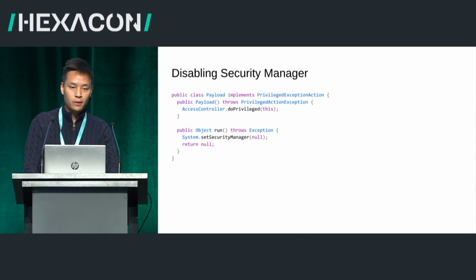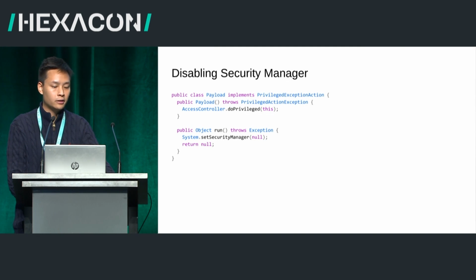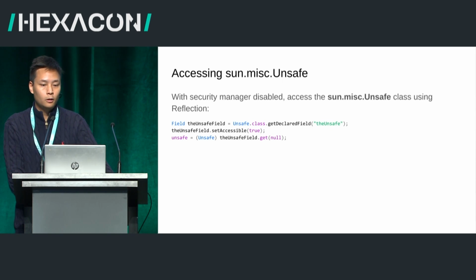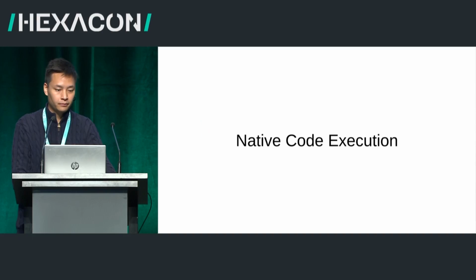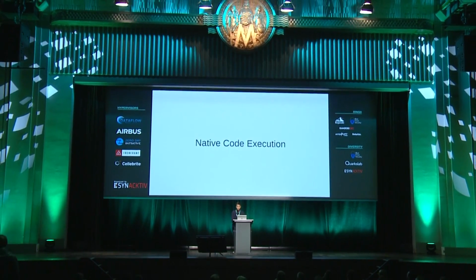So what shall we do with all the permissions? The payload class has one purpose only, which is to disable the security manager. And that can be achieved by setting it to null. With the security manager disabled, all permission checks will now pass, and we can now also access internal classes. The most interesting class to access is the sun.misc.Unsafe class, which we can get an instance of using reflection. What this class allows you to do, you will learn next. Namely, once you get access to the Unsafe class, you get native code execution.